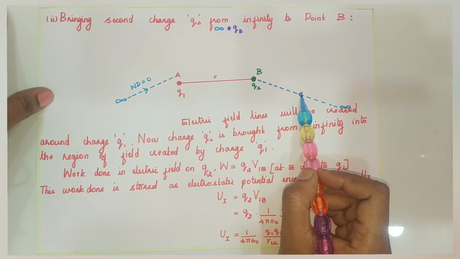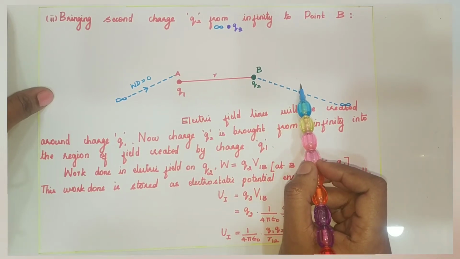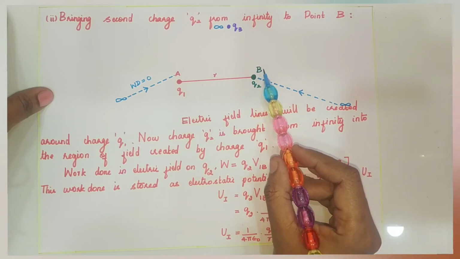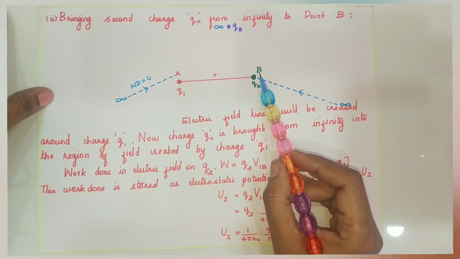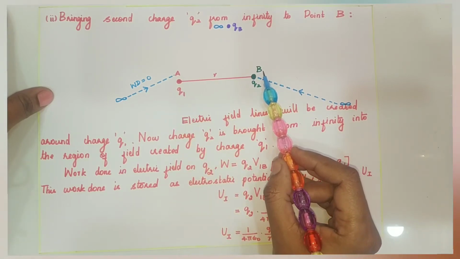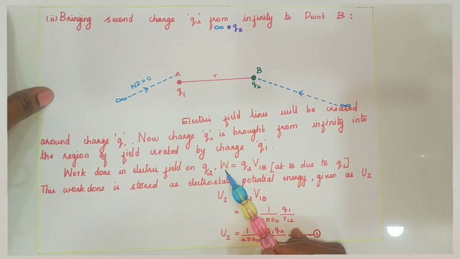Work done is the product of charge and potential. The charge here is Q2 and the potential at this point is V1B, that is, the potential at the point B due to charge Q1. So, I write it as V1B. See here, work done in the electric field on Q2, W, is equal to Q2 V1B.